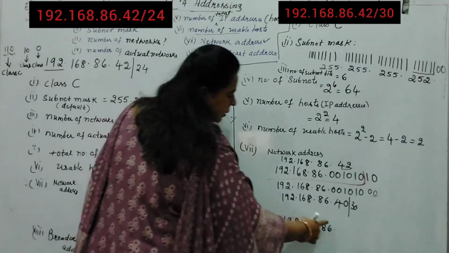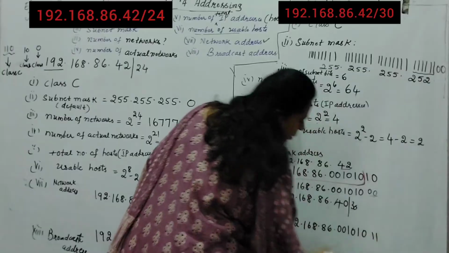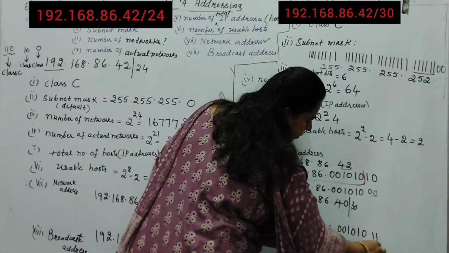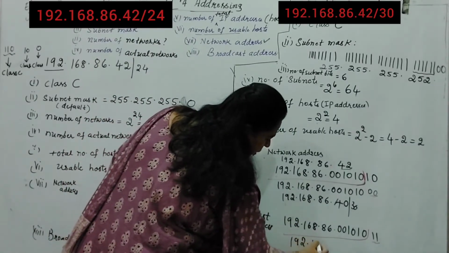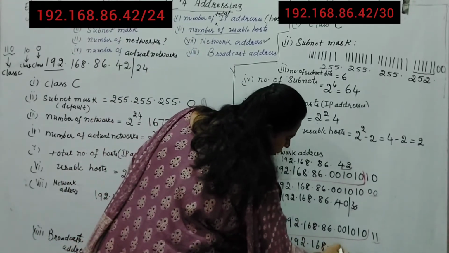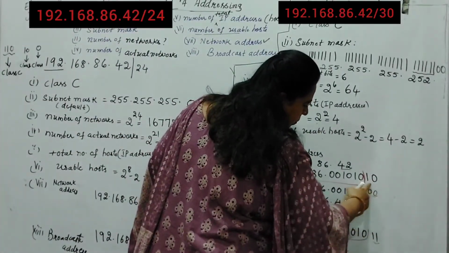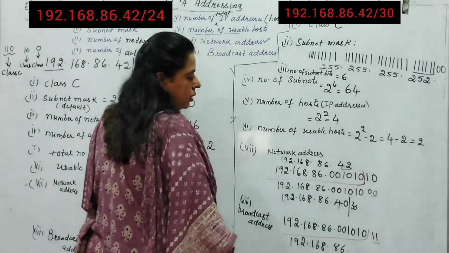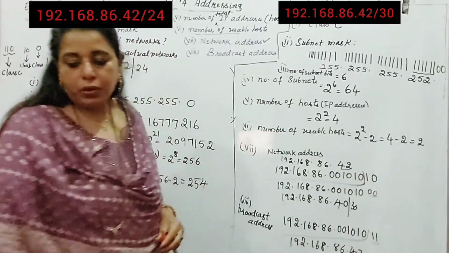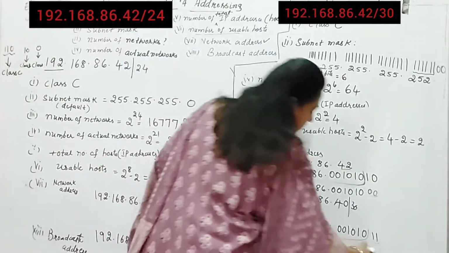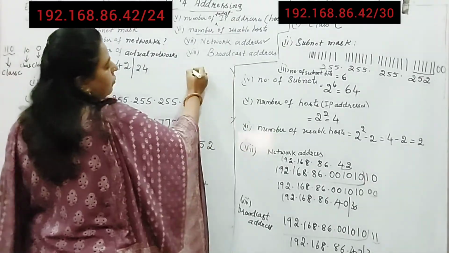And for the broadcast address, the last 2 bits you have to write as ones. These bits will be as they are, so the equivalent decimal value will be 192.168.86. When you write these 2 bits as ones, the value of the last byte will be 43. So you will get 43/30.